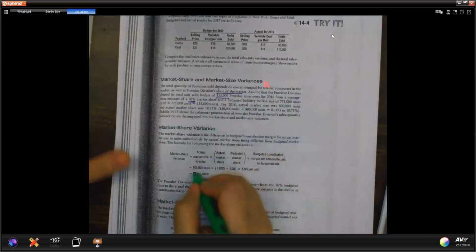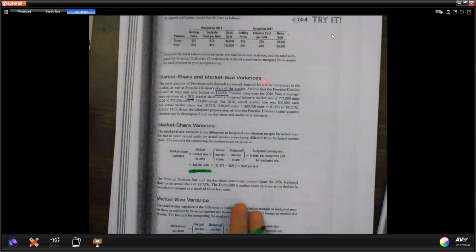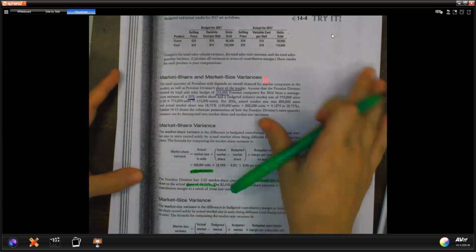So we said market share is unfavorable, right? Because your company dropped the percentage: you thought it would be 20%, but you only reached 18.75%. And then for market size, we said the market actually expanded, so you have the favorable market size variance.